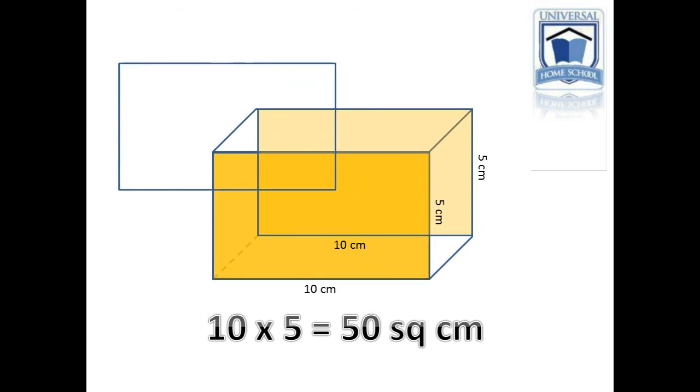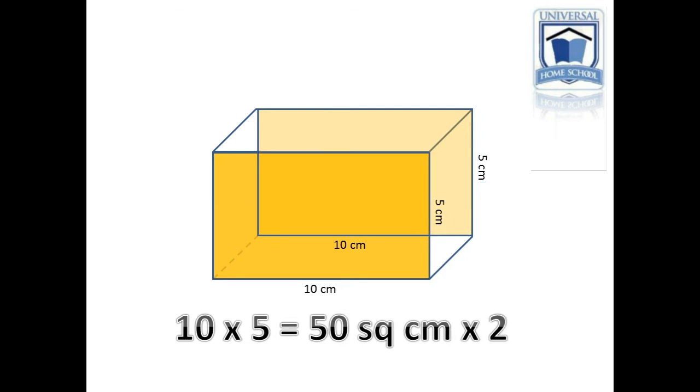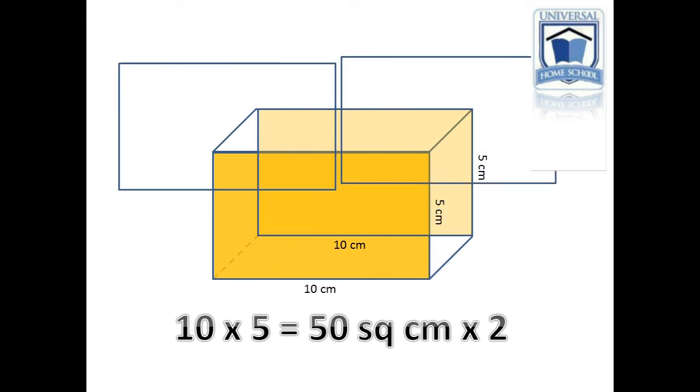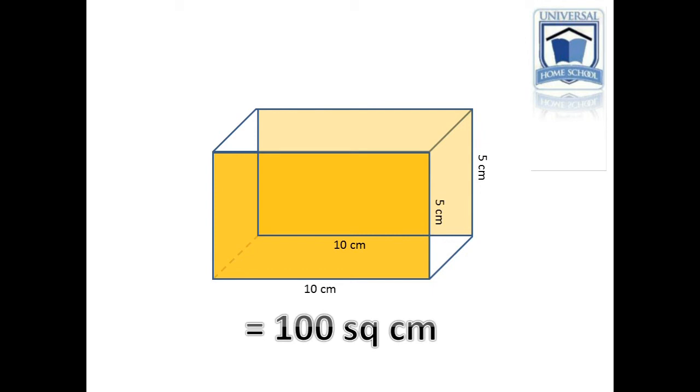Okay, so there's that side. I've just taken the front face, just to show you that this is a face, and this is 50 square centimeters. And the back face is exactly the same. It's also 50 square centimeters. And we multiply it by 2 because, well, there are 2 of them. So that gets us 100 square centimeters. So those 2 faces equal 100 square centimeters.